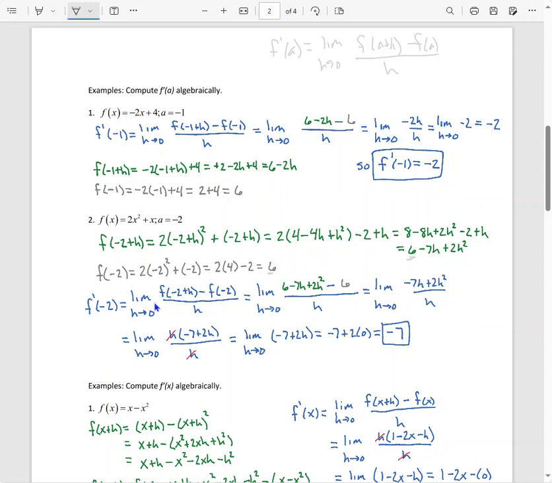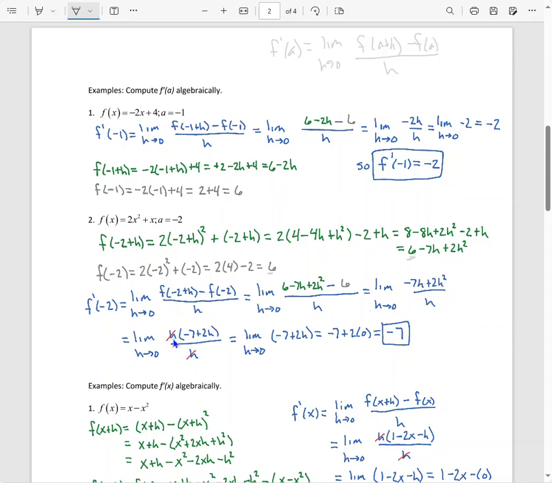Now that I have my pieces, I know that f prime of negative 2 is the limit as h approaches 0 of f of negative 2 plus h minus f of negative 2 over h. I always start with the definition. I always remind myself of the definition. And then I fill in my values. The limit as h approaches 0 of 6 minus 7h plus 2h squared minus f of negative 2 all over h. 6's cancel out. I have the limit as h approaches 0 of negative 7h plus 2h squared over h.